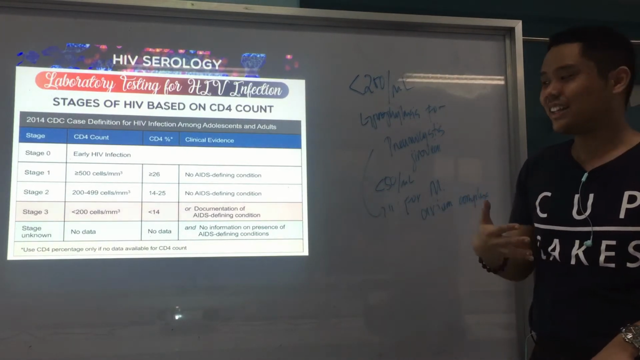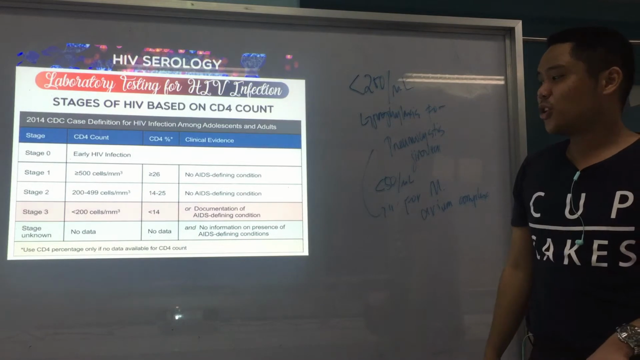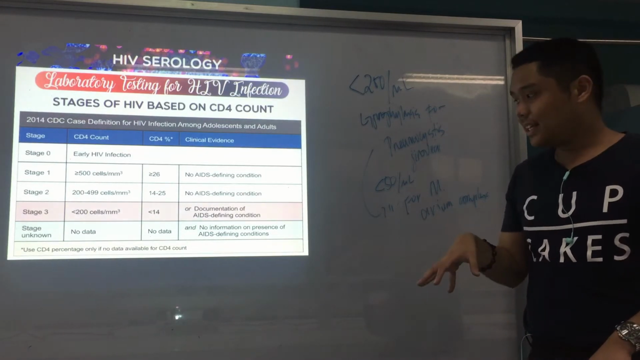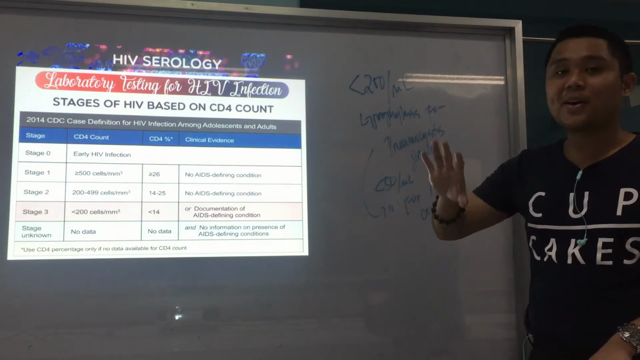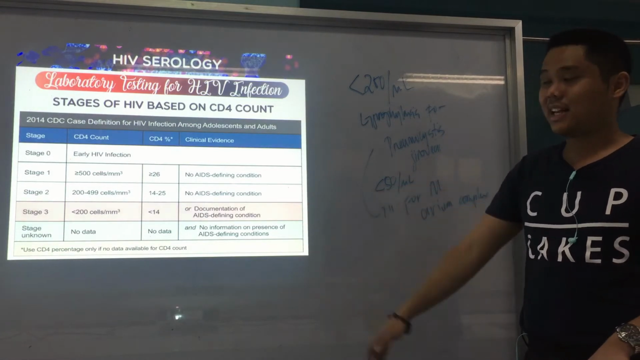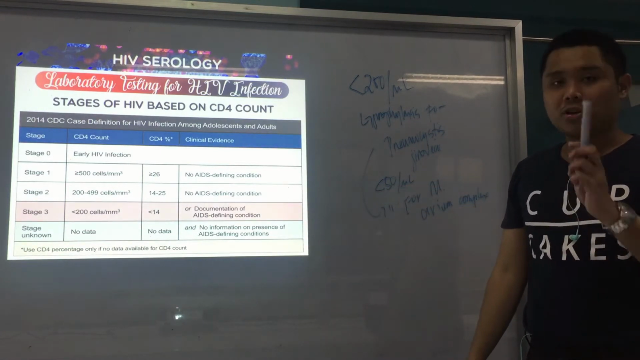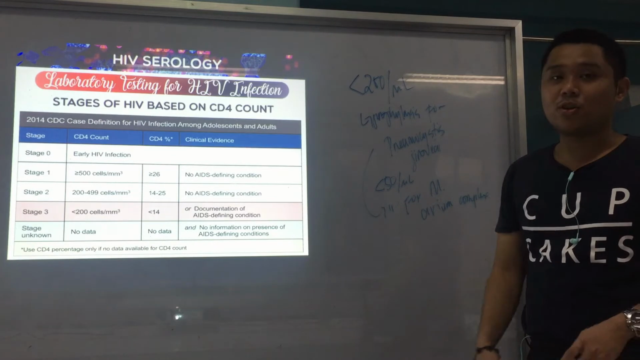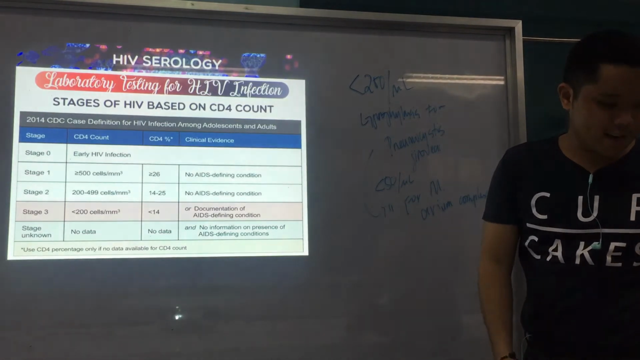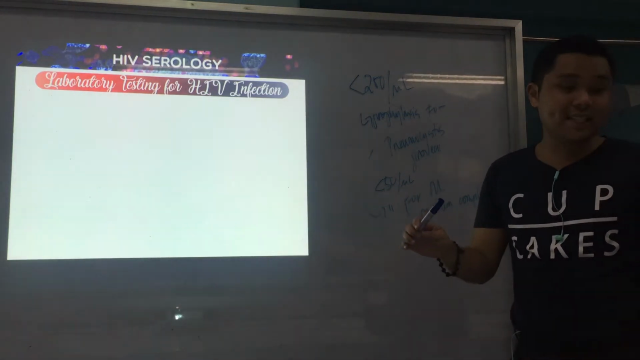And stage unknown, no data. So walay data pa, and no information on presence of AIDS-defining conditions. So you have 5 stages there. The most severe is stage 3, less than 200, and then you develop AIDS-defining conditions. Okay. So that's for CD4 T-cell enumeration.